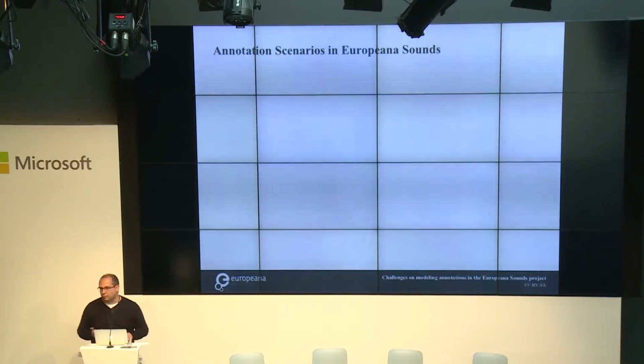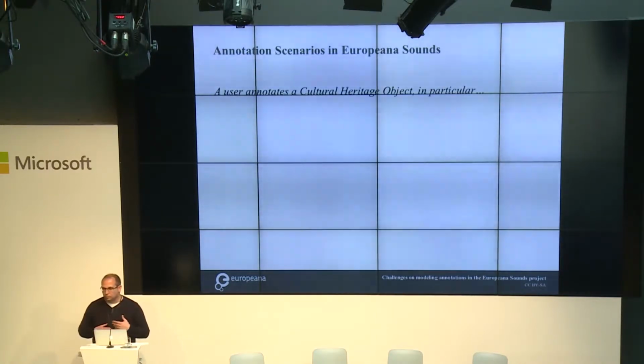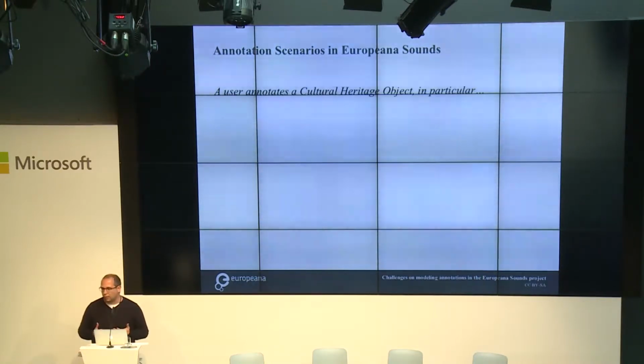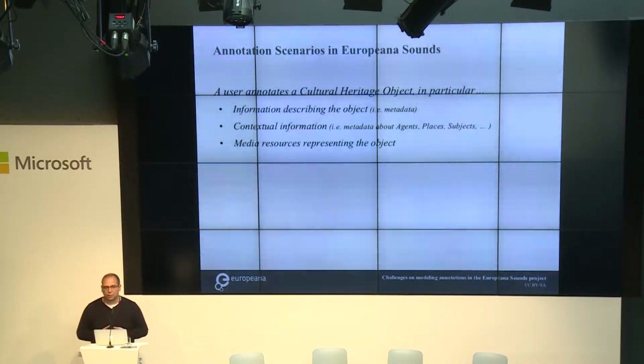I'll speak now a bit about the annotation scenarios that we considered in the project. Starting with the use case, a user annotates a cultural heritage object, in particular the information describing the object, the metadata. Also the contextual information, meaning the metadata about agents, places, subjects. And also the media resources attached to the metadata. So in the description of the item, you can also have images, sounds, or video that will actually have the depiction of the item itself.